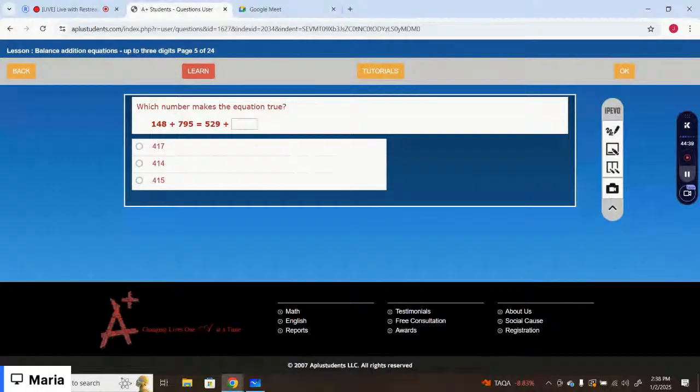148 plus 795 equals 529 plus the missing number. So, which is the correct option?